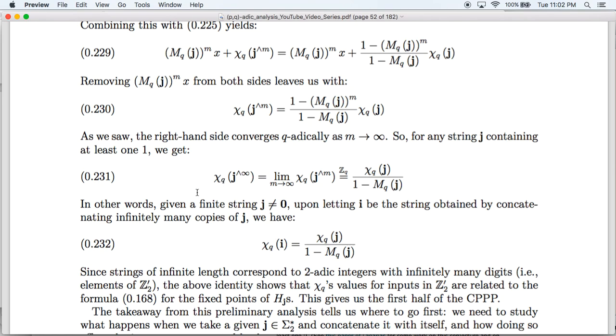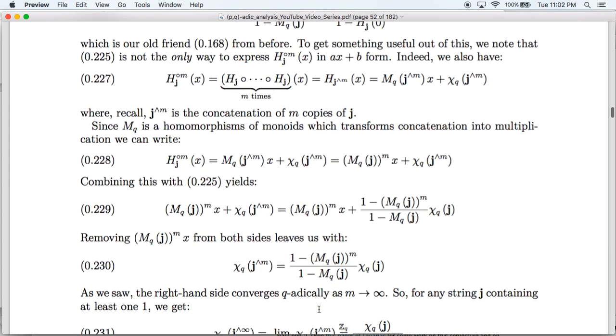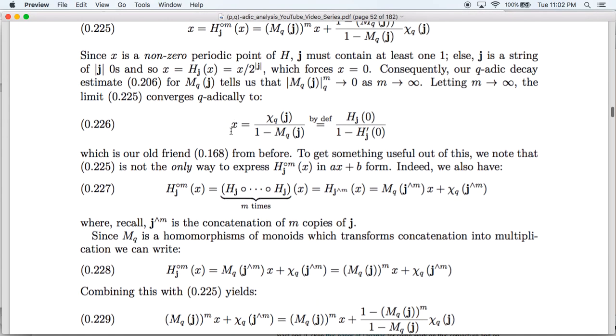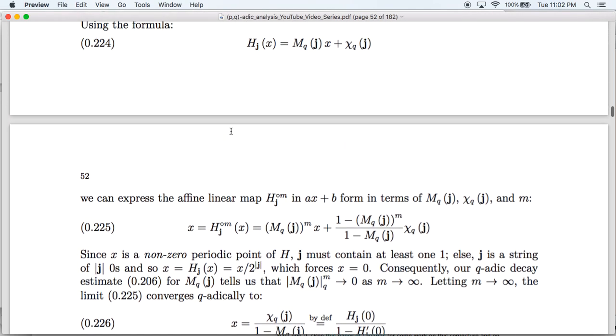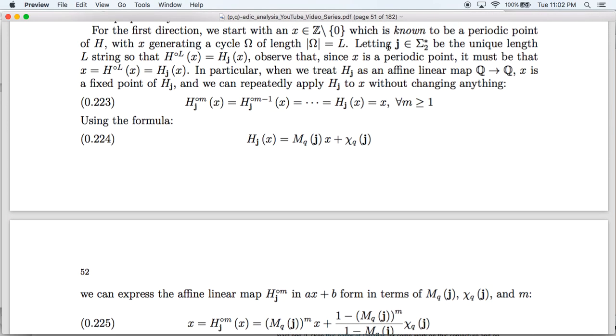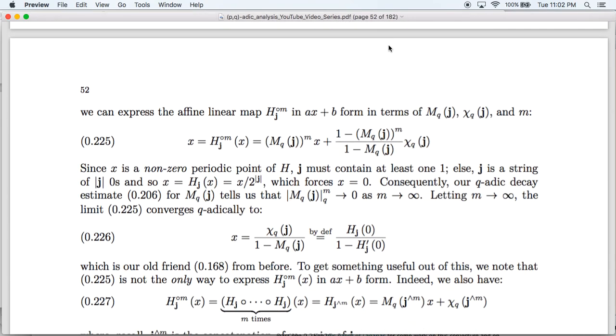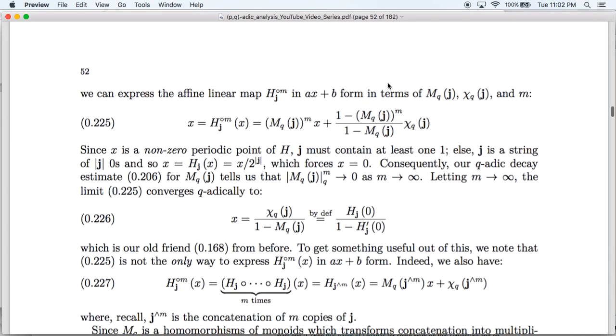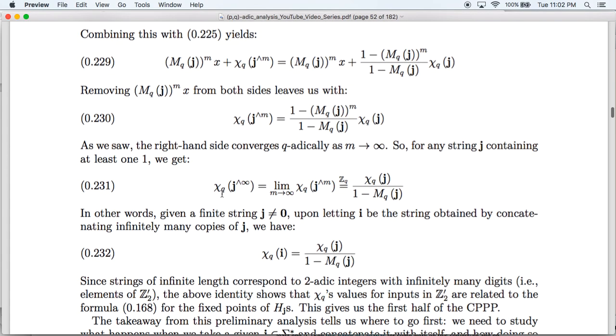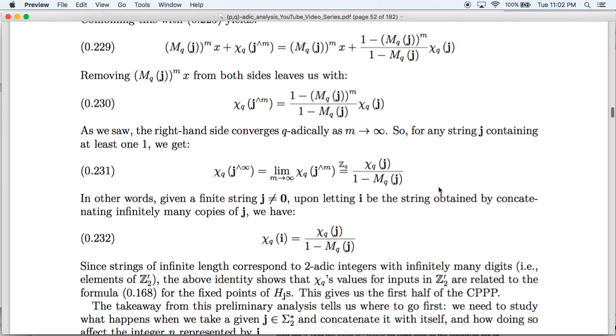So letting I be the string obtained by concatenating infinitely many copies of bold J, we have the following. This then tells us, and remember, we saw that this formula is equal to our periodic point x. So if x was a periodic point, where J was the sequence of motions that move x around the cycle once, it then turns out that chi q of this thing is equal to this quantity, which is equal to x. So x is a value attained by chi q over the two adics. That gives us the first half.